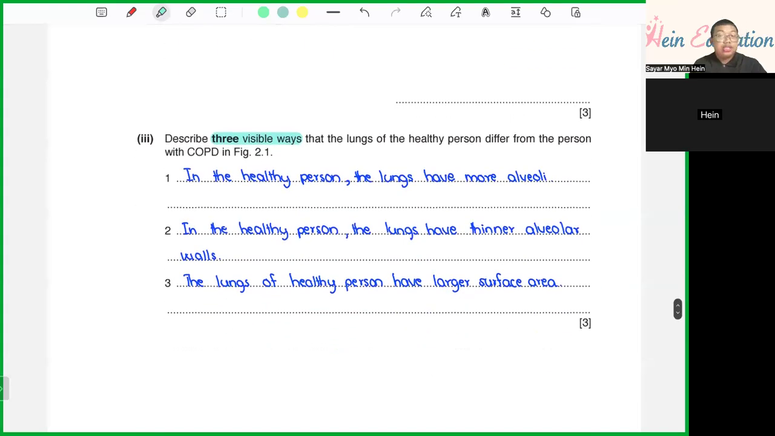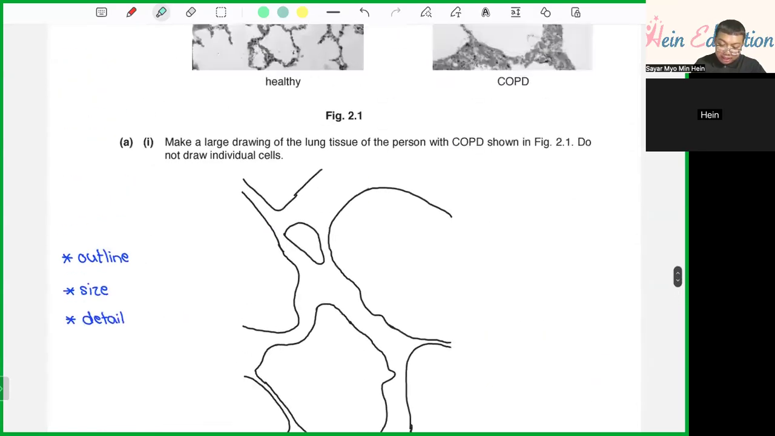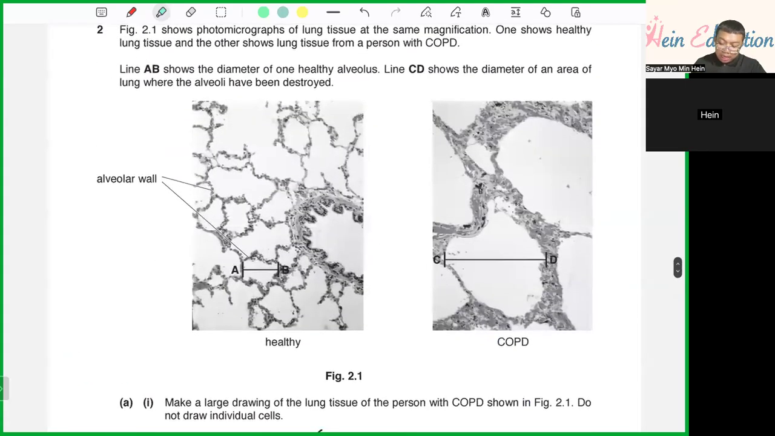And number three, describe three visible ways that the lungs of the healthy person differ from the person with COPD. So from the diagram, you can see that the lungs of the healthy person contain more alveoli and also they have a thinner alveolar wall, which provides a large surface area as well. And also you can see additional information in the healthy person, they contain the bronchioles as well.